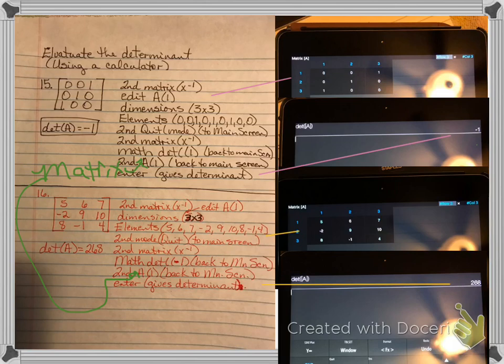Quit, go to the main screen, second matrix, math, determinant, and then second matrix again, A, and that'll take you back to the main screen. Hit determinant, and we ended up with a determinant of 268 for number 16.